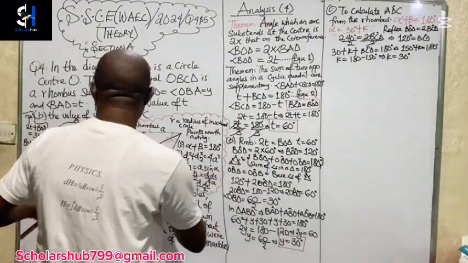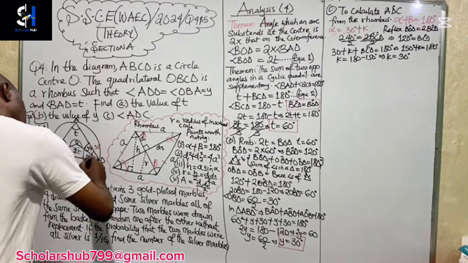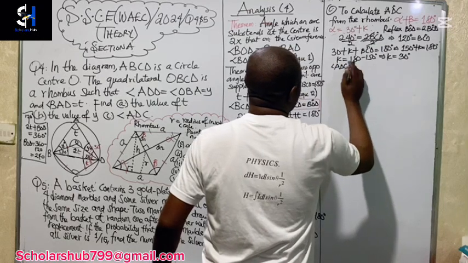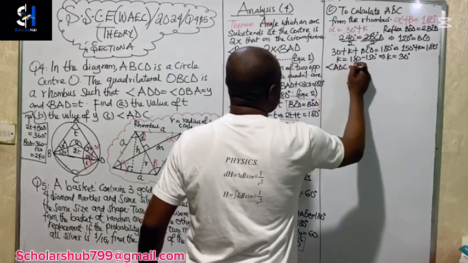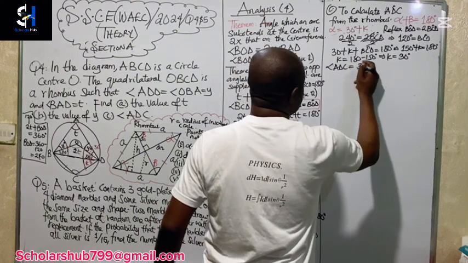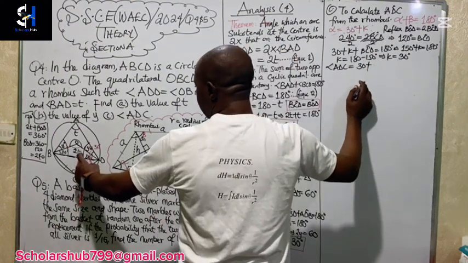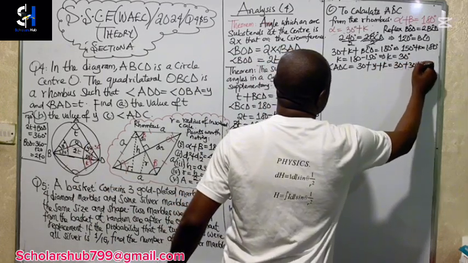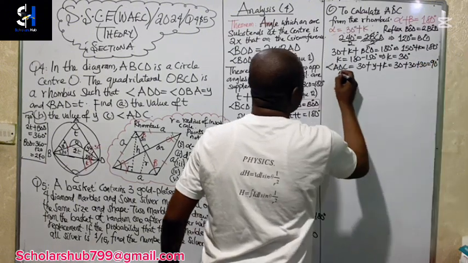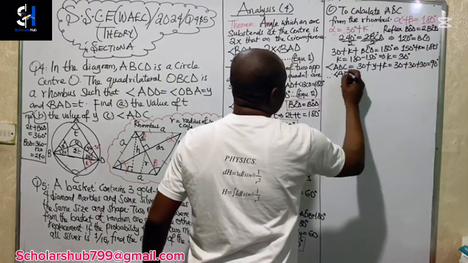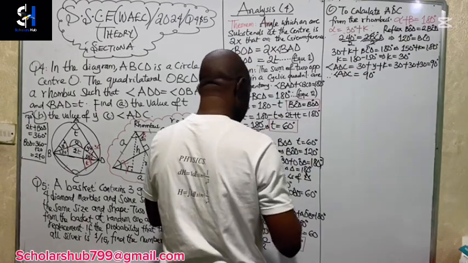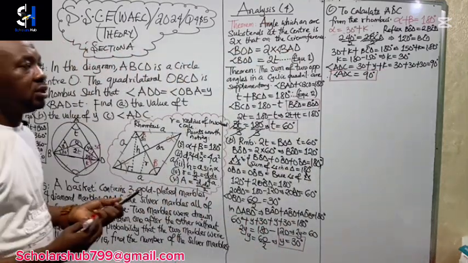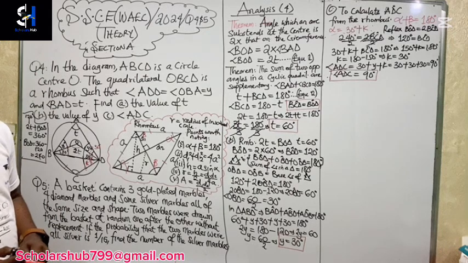So if you want to calculate ADC, ADC is now this whole angle here. Angle ADC will then be 30 plus y plus K, which is 30 plus 30 plus 30, and that will be 90 degrees. Therefore angle ADC equals 90 degrees. And that is the solution for question 1.